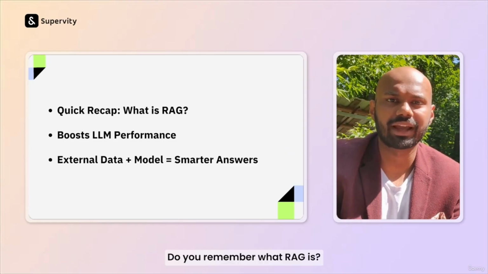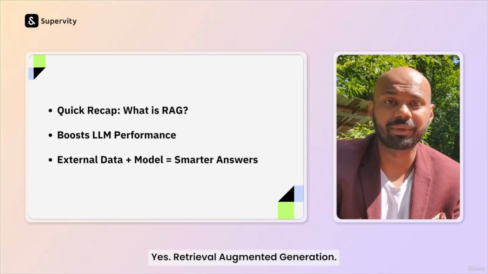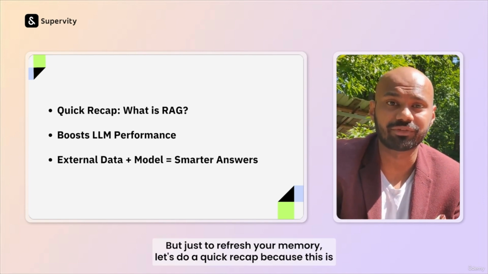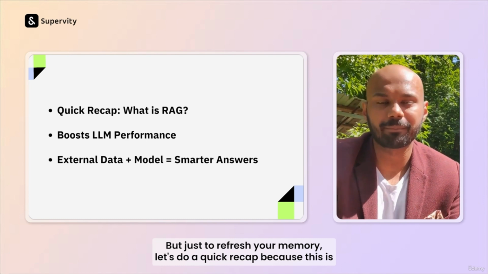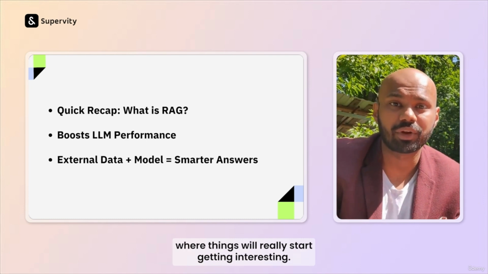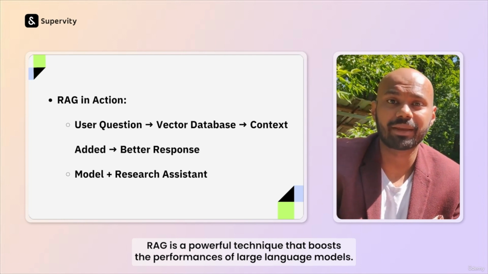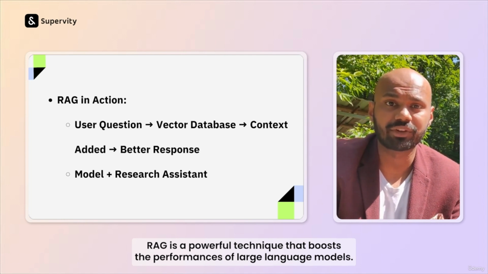Do you remember what RAG is? Yes, Retrieval-Augmented Generation. We talked about it in the previous segment. But just to refresh your memory, let's do a quick recap because this is where things will really start getting interesting. RAG is a powerful technique that boosts the performance of large language models.